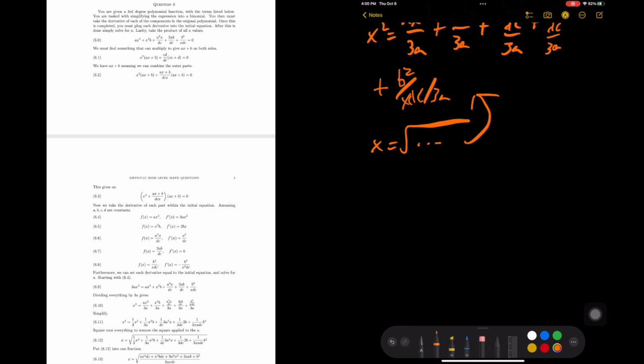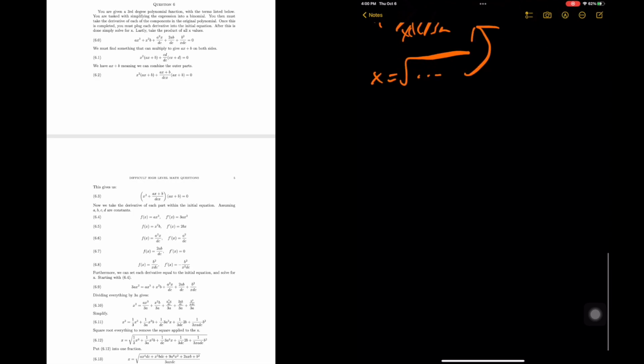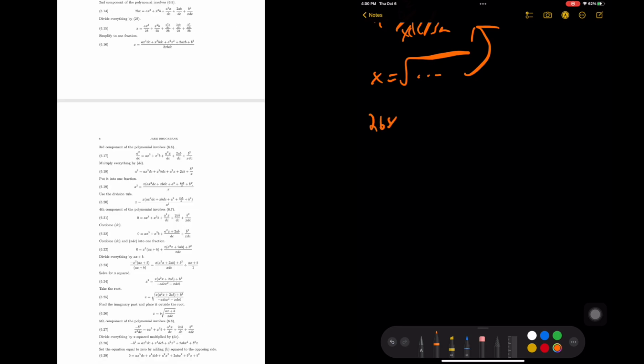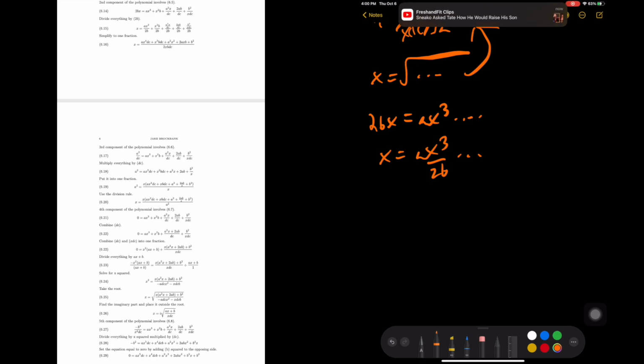So moving on to the second polynomial that we described up there, which in this case is 2bx. We set that equal to ax cubed and so forth, the exact same equation. It's just the initial equation. So again, here we would divide everything by 2b. x is equal to ax cubed over 2b, etc. And it's the same exact thing, except this time we don't even have to take the square root. It's just in the form of x, so we have already solved for it. And we can, of course, put it back into one fraction, which is what we will end up doing.